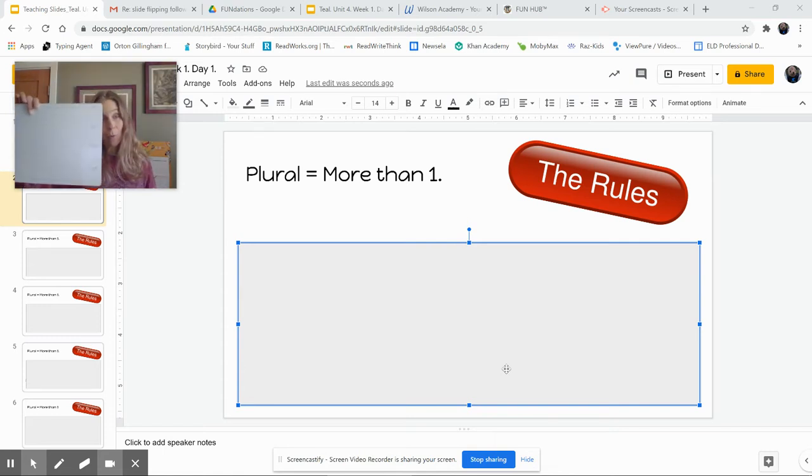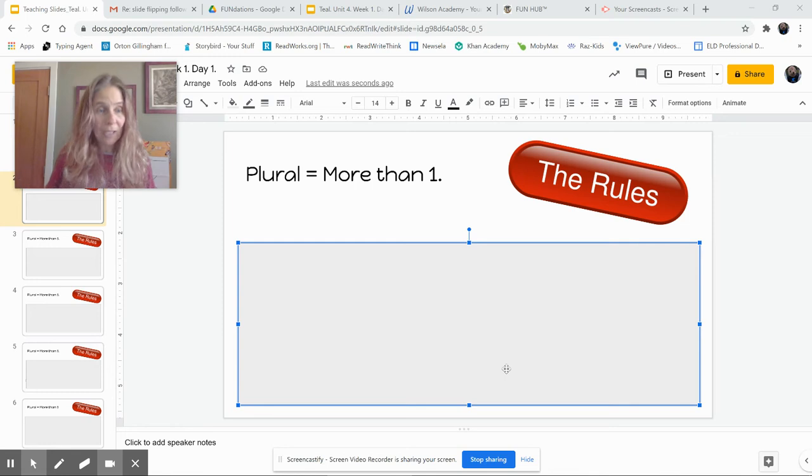You're going to need a whiteboard and a marker, and you're going to need a notebook, your monster book, your student notebook. So if you don't have this, it's no big deal. If you don't have a whiteboard, you can have paper and pencil. That's totally fine too. So we're going to be talking about plurals.